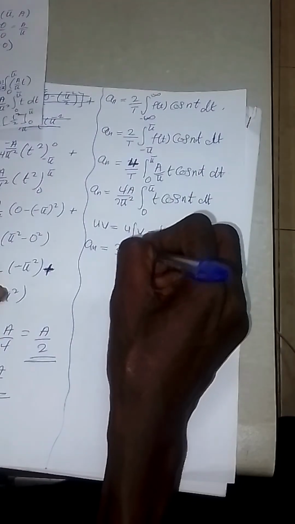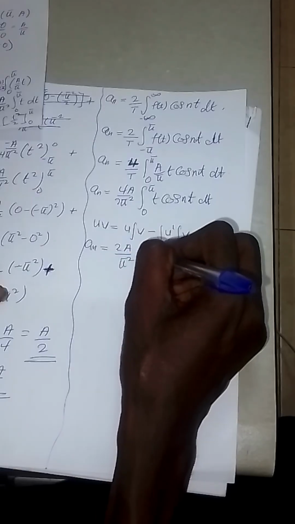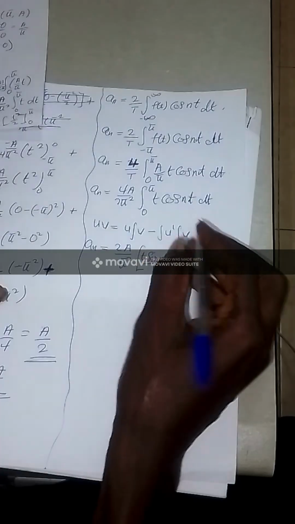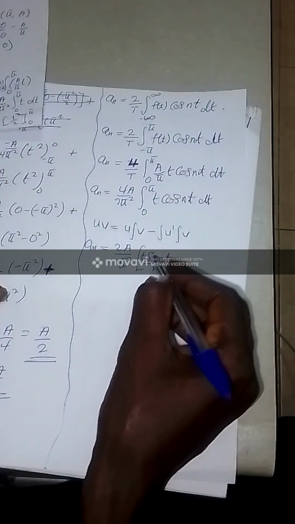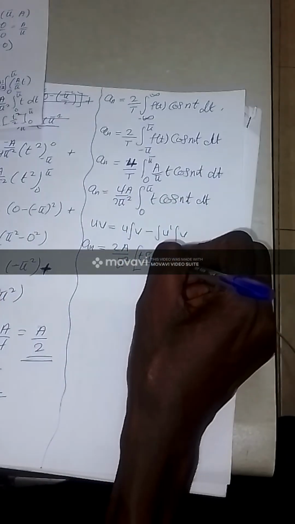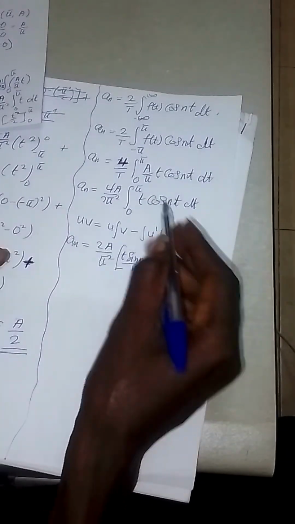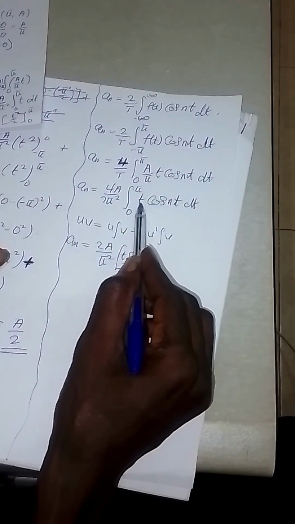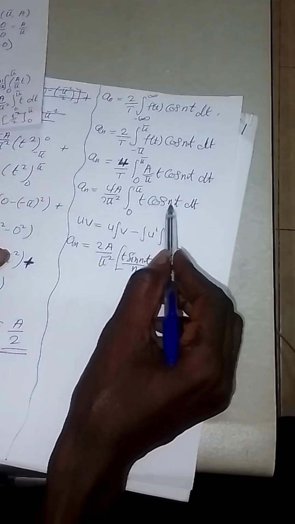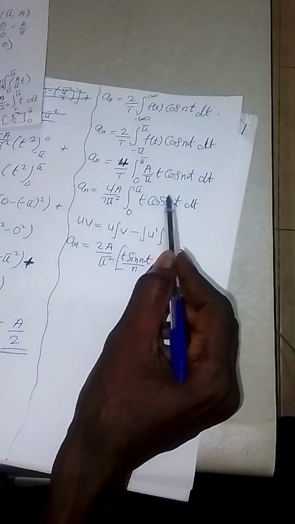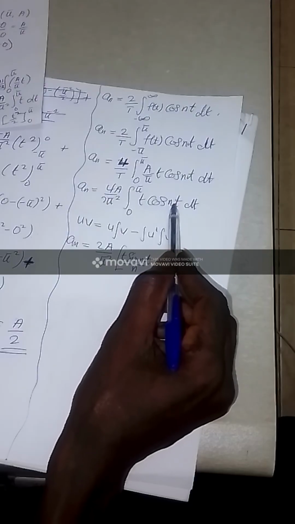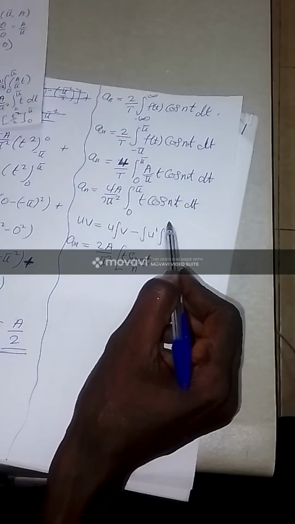So I'll have t sine nt over n. If you integrate cos nt, you get sine nt over n, and you maintain this t. Now here, this part, the t, I'll differentiate. If you differentiate t, you get 1. And this v, cos nt, I will integrate two times. If you integrate cos nt, you get sin nt over n.